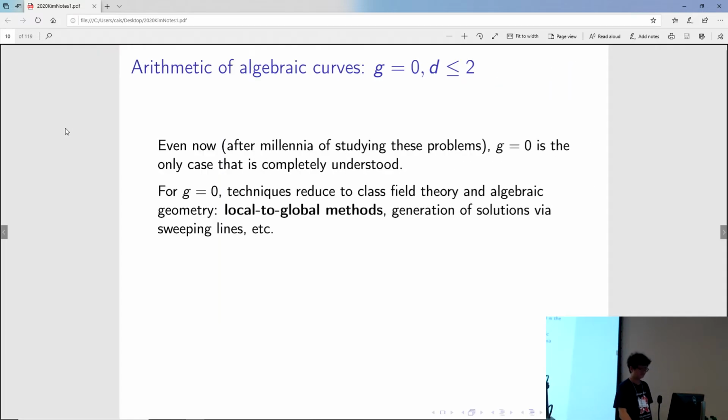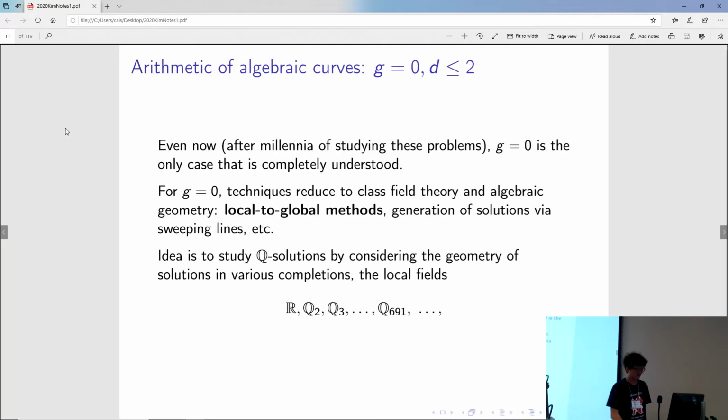So how does that go? The main reason genus 0 is understood, maybe it's not always described in this form, is because we're able to apply techniques of algebraic number theory, that is class field theory, as well as some elementary algebraic geometry in order to understand the equation. The class field theory part roughly can be described by something people call local to global methods, while the algebraic geometry part is a kind of geometric generation of solutions using methods of sweeping lines. So what does this mean? Well, local to global methods refers to the very well-known fact that the rational numbers can be put inside all these completions.